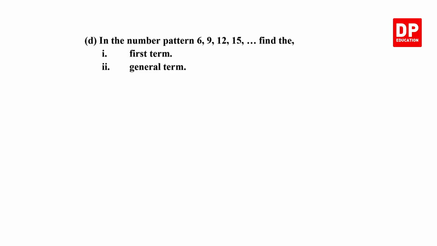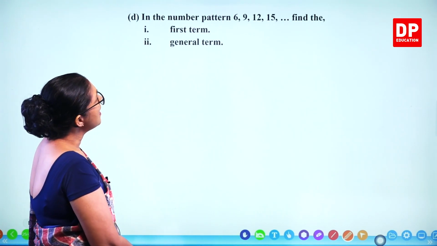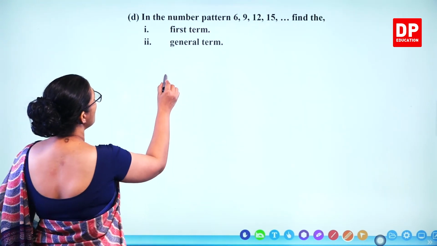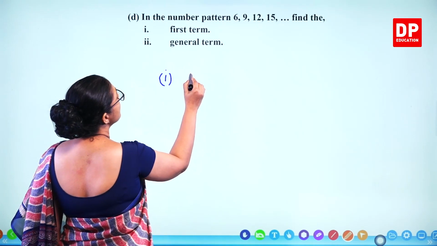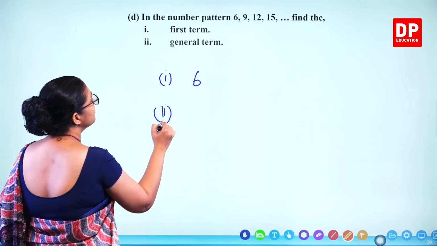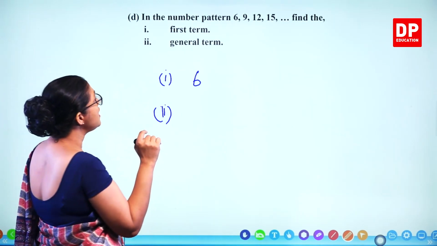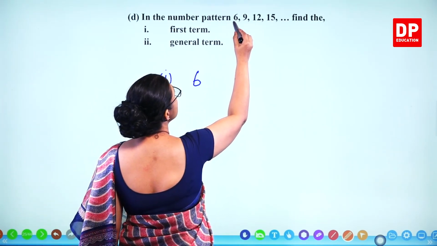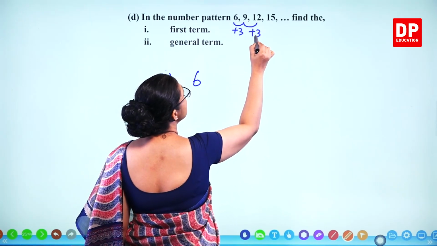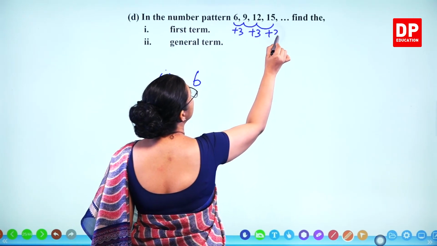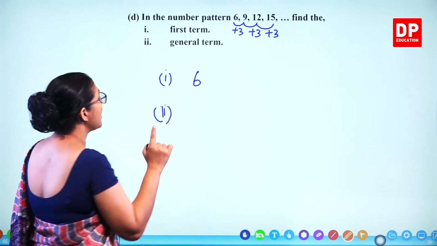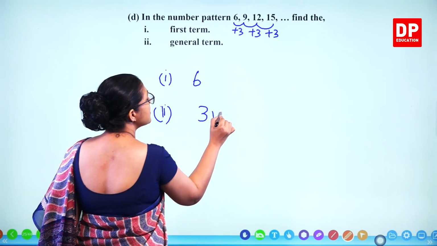Part D. In the number pattern 6, 9, 12, 15, find the first term. First term is already given. First term is 6. Find the general term. To find out the general term, you need to see the difference. So each time added 3. 9 plus 3. 12 plus 3. So difference is 3 means you get the general term 3 and something.